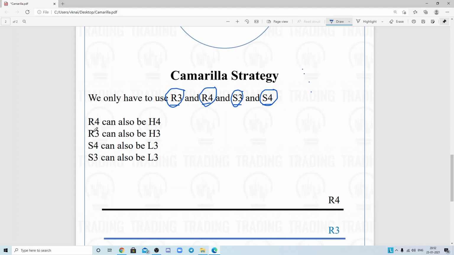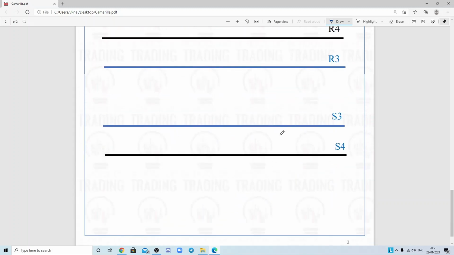Now in certain indicators, R4 will be known as H4, R3 will be H3, S4 will be L4, and S3 can also be known as L3. So H3 and H4 are called high 3, high 4, and L3 and L4 are low 3 and low 4. Once you plot R4, R3, S4, S3, you will get four lines like this.